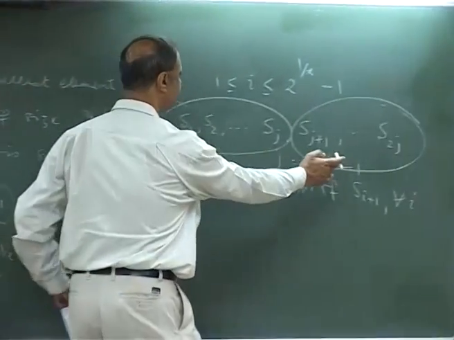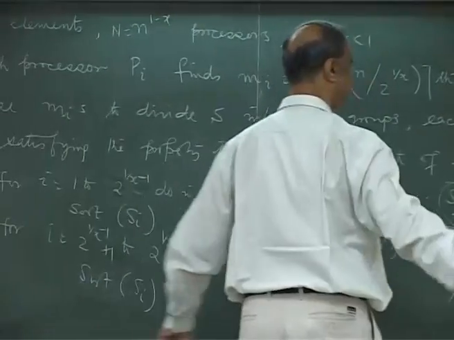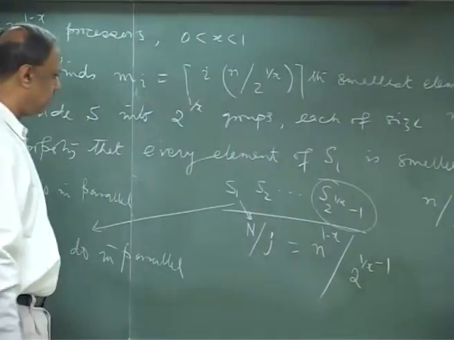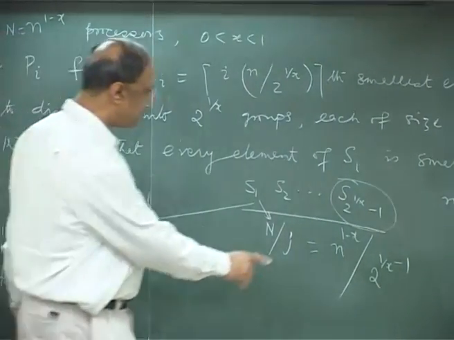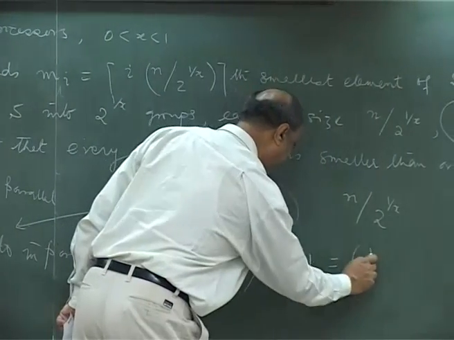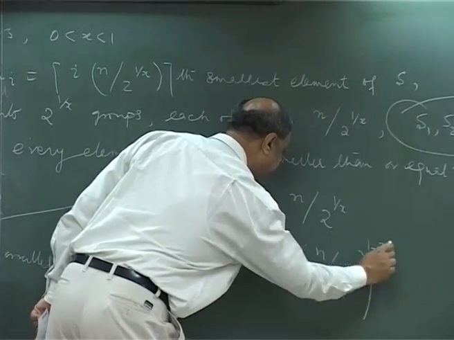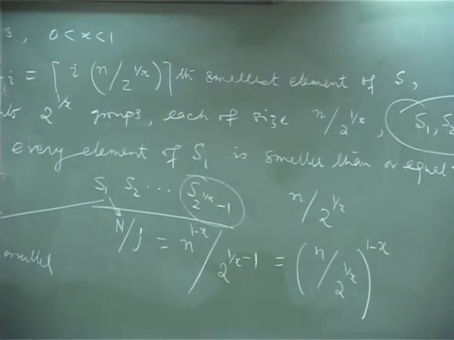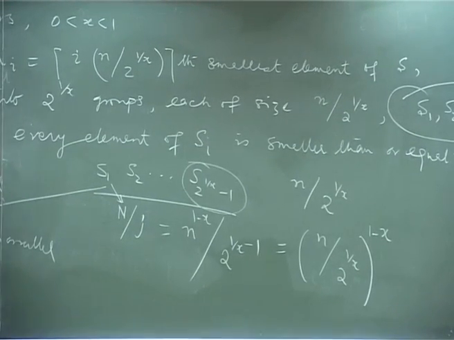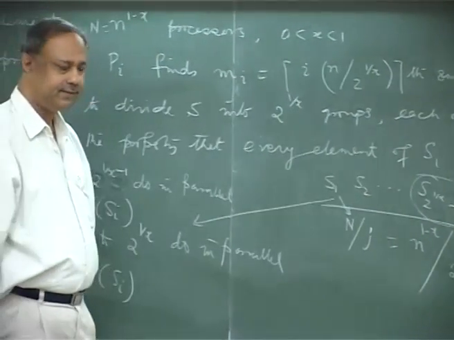This minus 1 is not here, this is minus 1 here. So it becomes 1 minus x. So N by j becomes n to the power 1 minus x divided by 2 to the power 1 by x minus 1, which is n by 2 to the power 1 by x, to the power 1 minus x.